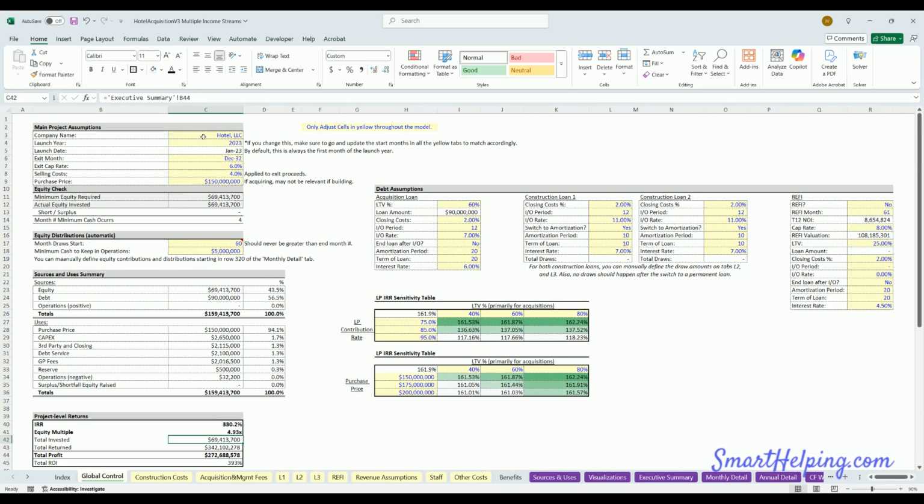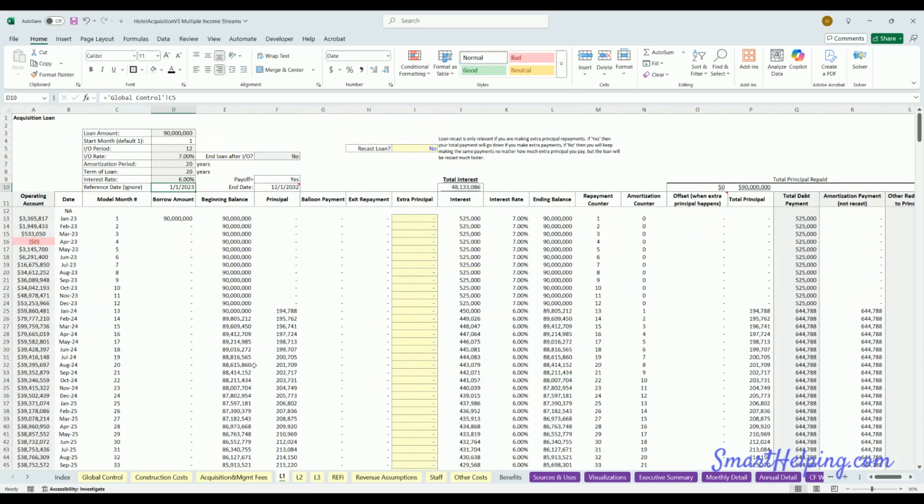All right, so those are some big pieces of this. So I wanted to touch on those, the dynamics of that. Now, for debt assumptions, we have our acquisition loan, 2 construction loan assumptions, and refi assumptions. In this case, we're just doing an acquisition for 150 million. So you could put in 60% LTV here, or what have you. That gives you a loan amount, and you could see the acquisition loan.